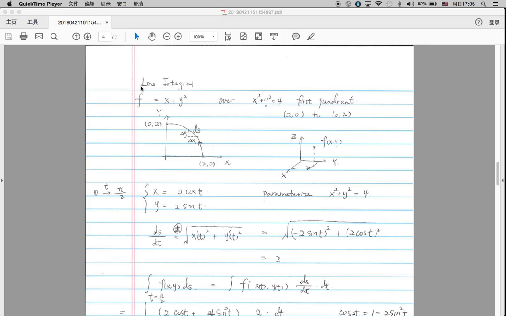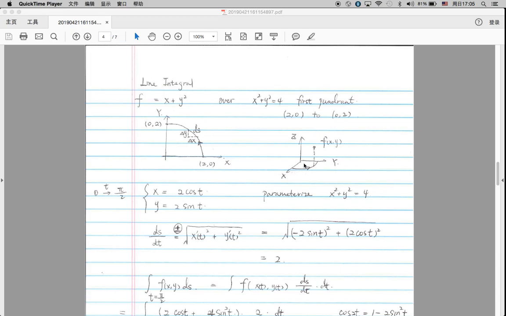Hi, today I want to talk about line integral. So let's say we have a question here where we are trying to calculate the integral of f of x and y. So it's a two variable function here over a curve, which is a circle in the first quadrant. And so for f of x and y, which is three-dimensional.